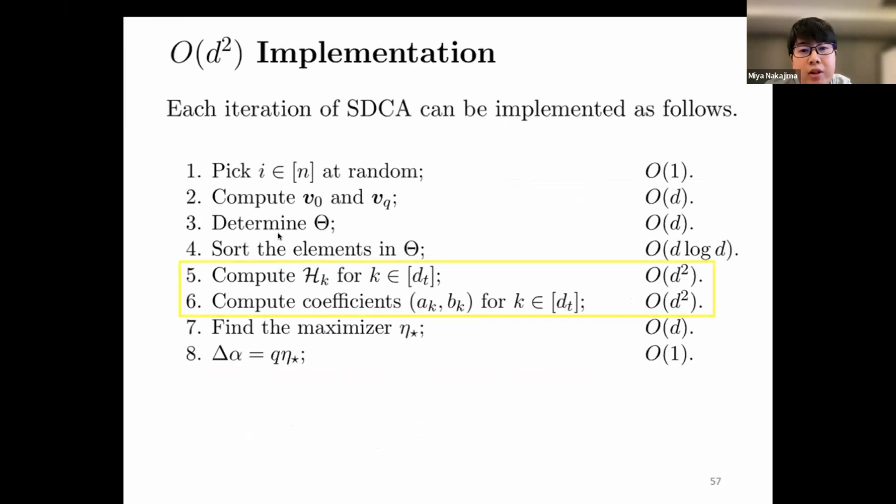From this fact, we can construct an implementation with order of D squared. The heaviest steps in this implementation are computing the sets H_K in step 5 and computing the coefficients A_K, B_K in step 6, both of which cost order D squared. Overall, one iteration of SDCA can be constructed at a computational cost of order D squared.